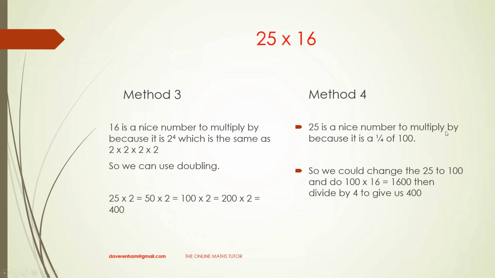Likewise, 25 is a nice number because it's a quarter of 100. So one thing we could do is change this 25 into 100, do 100 times 16, which is 1,600. And then we need to divide by 4 because we've already timesed by 4 originally to get us back to 400. A nice way to divide by 4 is by halving and halving again. So it's a similar trick to this doubling trick, but in reverse. So we can halve that to make 800. And halve it again to make 400.